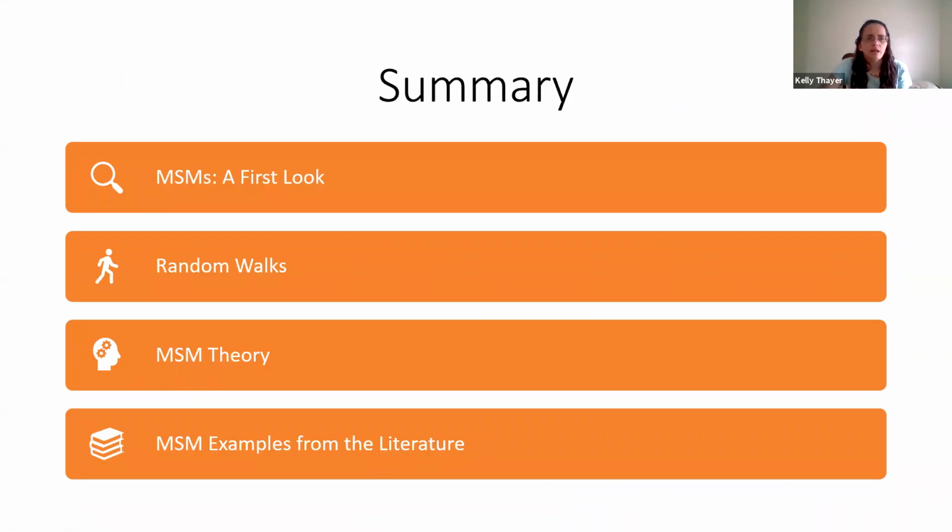So then that brings us to our summary. We have Markov State Models. We had a first look at them to get an idea as to what they actually are. We talked about random walks because that pertains to how a decision is made about what next step it's going to take, which is somewhat similar to a random walk. We then looked through the MSM theory to get an idea of how the transition matrices are actually made and the considerations of lag time. And then finally, we took a look at two major examples from the literature.